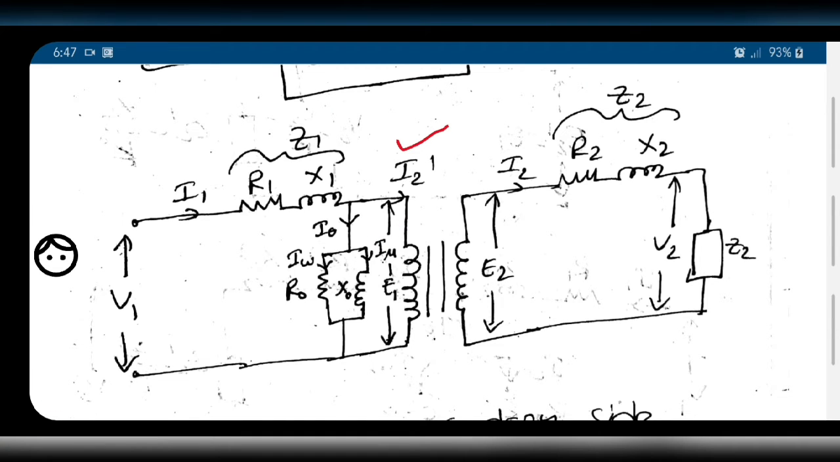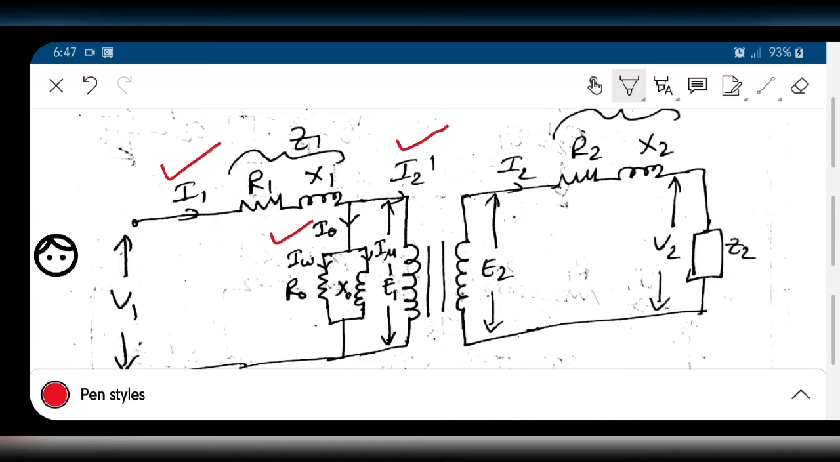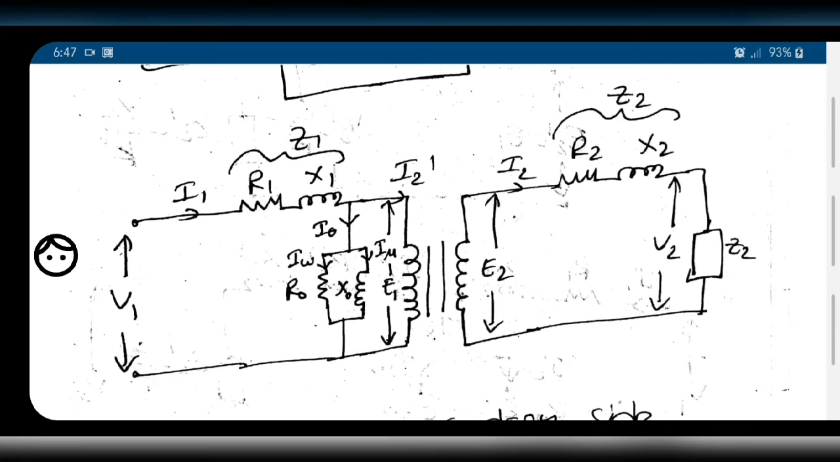I2 dash is called the load component of primary current. The phasor addition of I0 and I2 dash is I1. In AC, if you want to add two quantities, we need to do phasor addition. And again, E1 is the primary induced EMF, E2 is the secondary induced EMF. I2 is the load current that flows through the load.